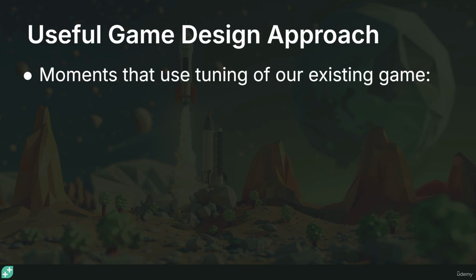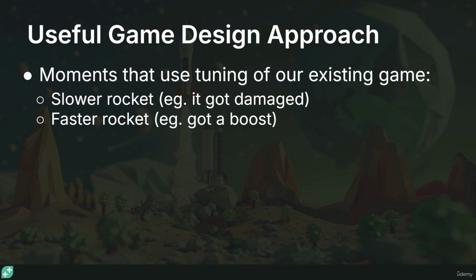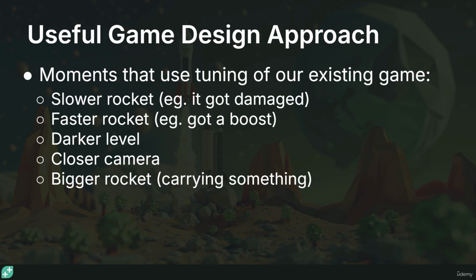You can also use tuning to create moments in your game. So for example, you could update your code so that you have a slower rocket for a particular level and say, oh, it got damaged and now it doesn't turn as quickly. So that makes a very interesting moment as well. A faster rocket, you pick up a boost, or you have a darker level where you make all the lights very dark and you can't quite see what's going on. You can move the camera in closer. You could pull the camera further away.